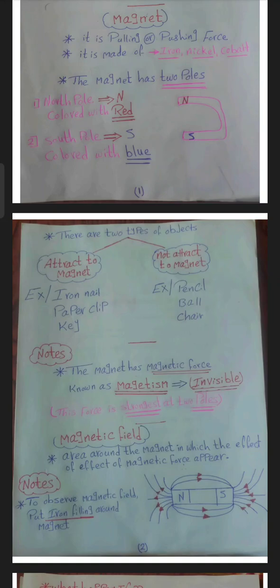Okay. So the magnetic force is known as magnetism, and magnetism is invisible. Invisible, you can't see this force. So the force is strongest at the two poles. I explained before we have two poles in the magnet. So this force or magnetic force, known as magnetism, is very strong at the two poles, north and south pole.